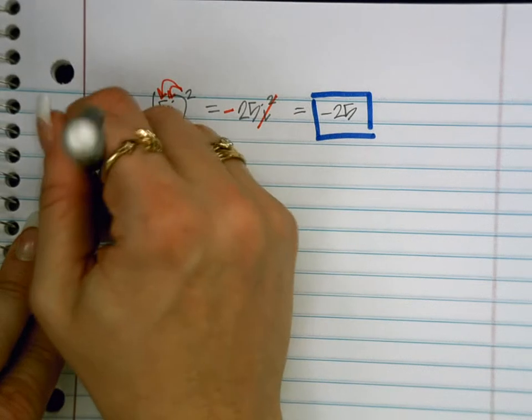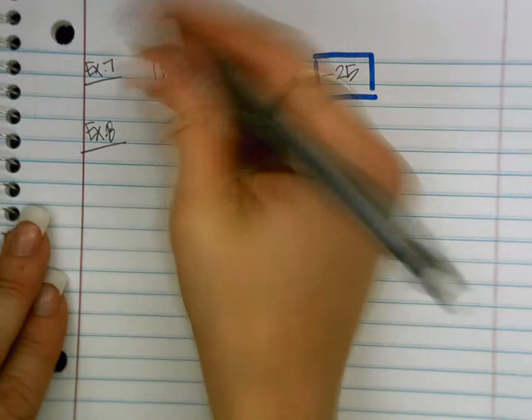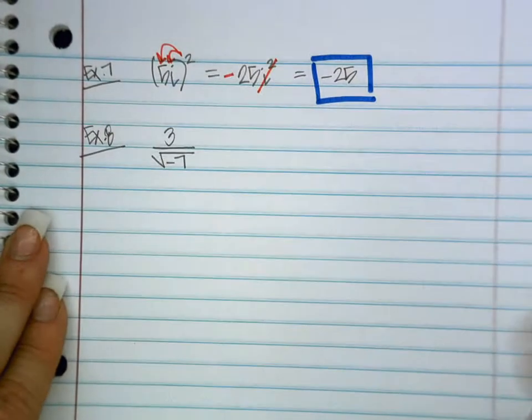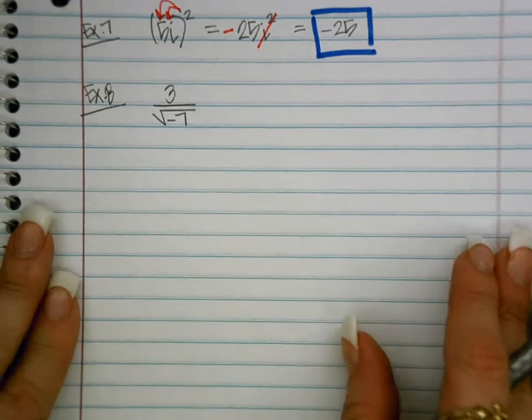Okay, let's combine some stuff that we did yesterday with what we're doing today. How about 3 over root -7? 3 divided by root -7.